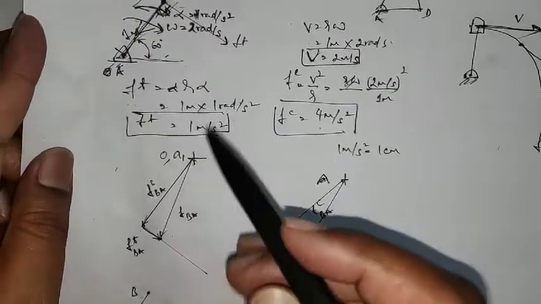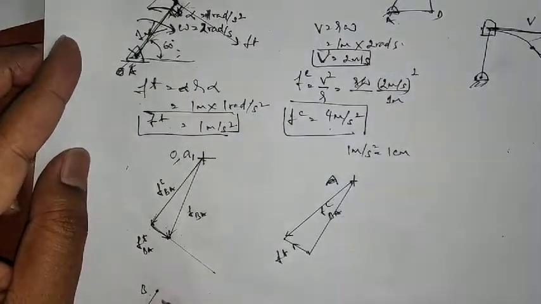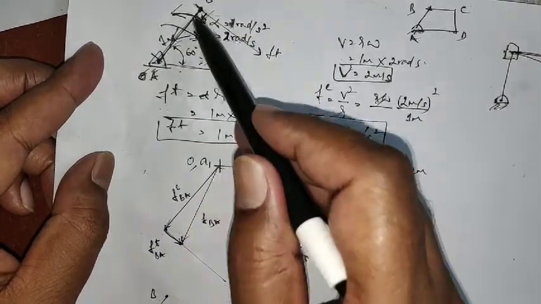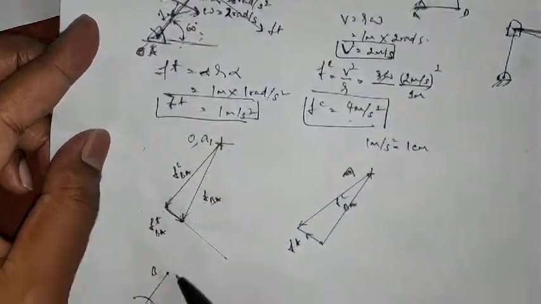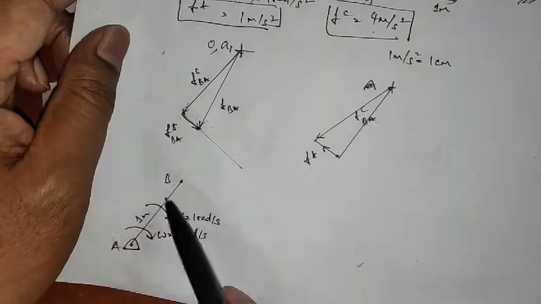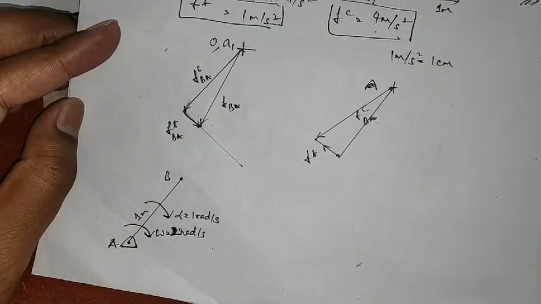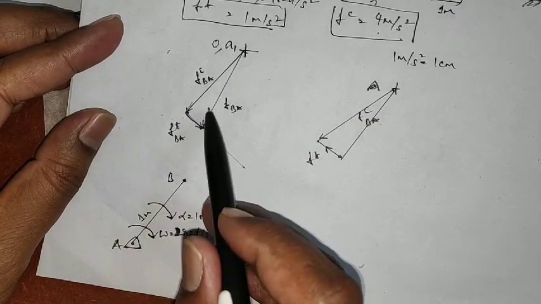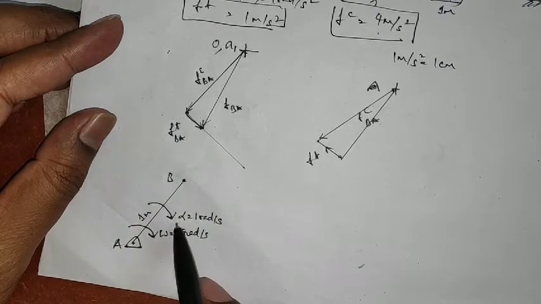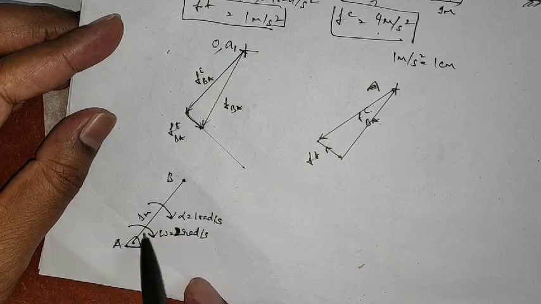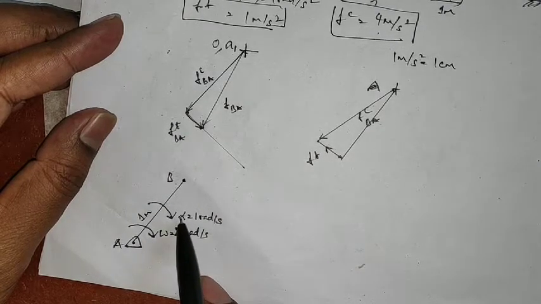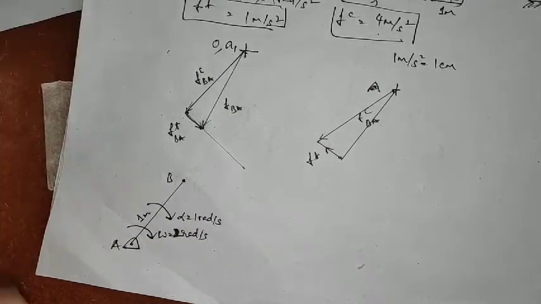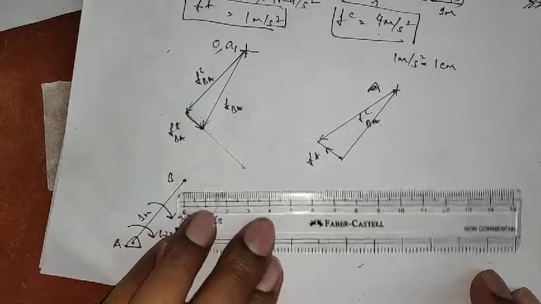Now I have redrawn this diagram here for clarity. The same link which was at 60 degrees and whose length was 1 meter, and the point B I have drawn here. For this, the acceleration of B was drawn earlier like this, assuming that it is rotating clockwise. The angular velocity is clockwise and the angular acceleration is also clockwise. I have drawn this.